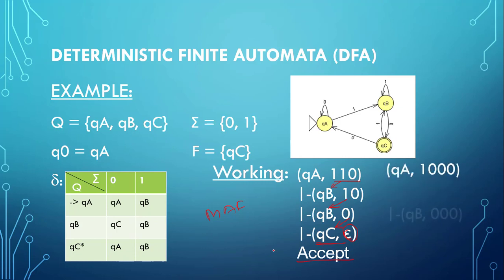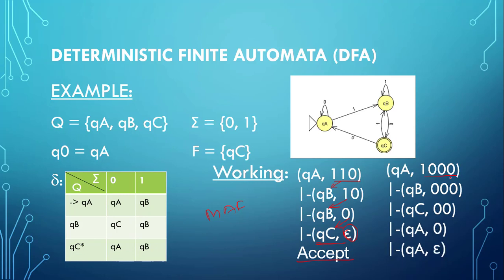Let us see another example. Here QA and input is given as 1000. Here it is not reaching a final state and our input string is empty. So the output generated will be rejected by our DFA.